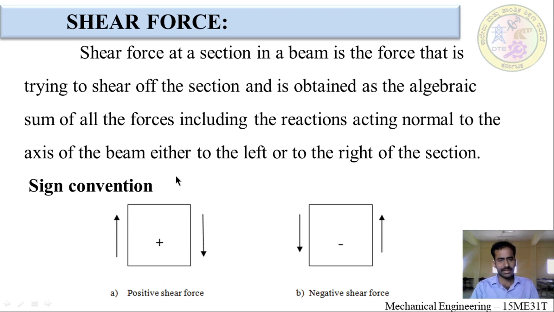Okay, sign convention: how to consider and what sign we have to consider for a particular load. We have a sign convention. A positive shear force is when the load on the right side of the section is downward, or on the left side of the section the load is upward, then we will take it as positive. So that is a positive shear force.